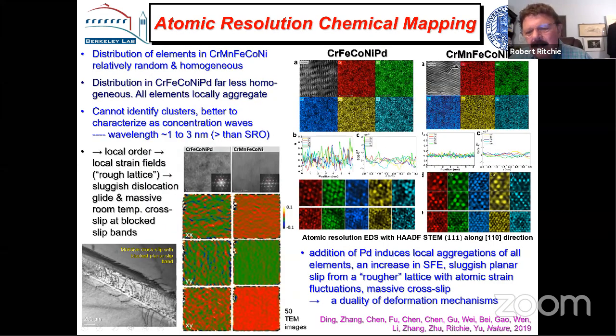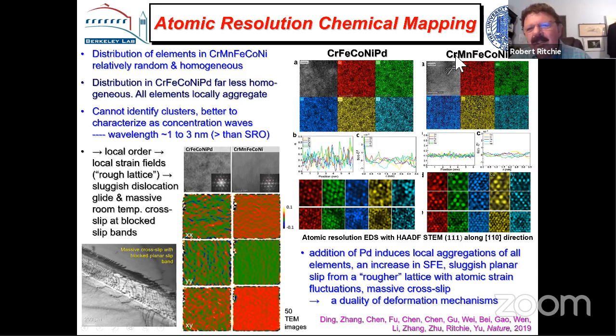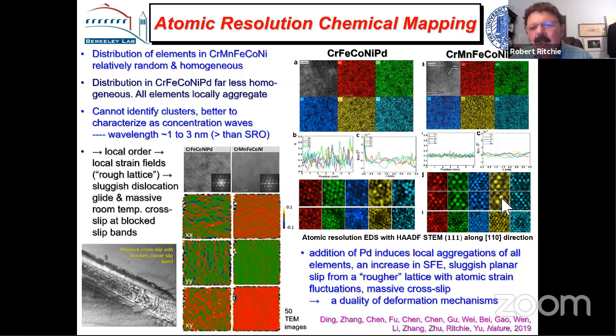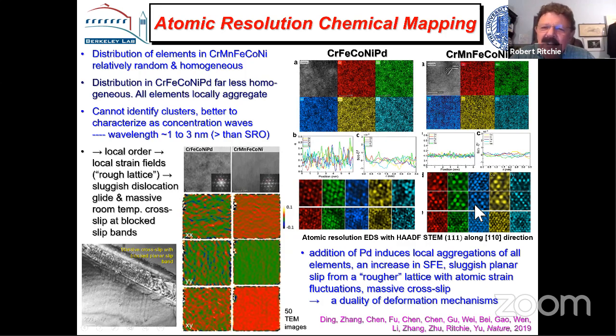One was with the Cantor alloy, this 5-component system, and then the one where we've added palladium, which is much bigger and has a change in electronegativity. So all these elements are sort of similar on the periodic table. And we do this basically with EDS at atomic resolution, and we can look at the variations of elements.